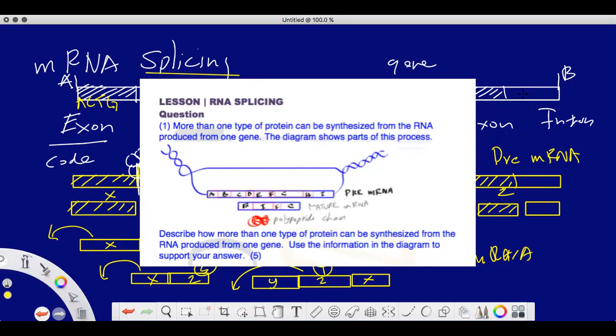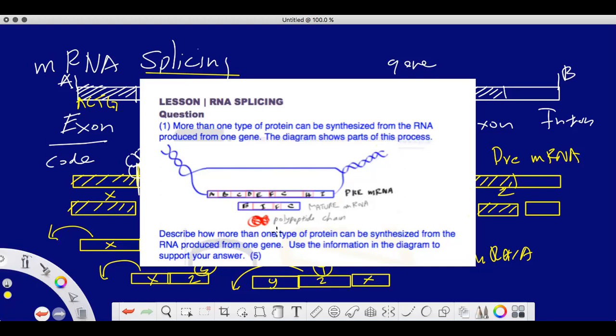Okay, if you see this diagram and the exam question: more than one type of protein can be synthesized from the RNA produced from one gene. The diagram shows part of this process. Here you can see the DNA is unwound and one strand serves as the coding region, and after that the introns and exons are separated. Then only these four regions are used to make the mature RNA. The mature RNA makes this polypeptide chain.